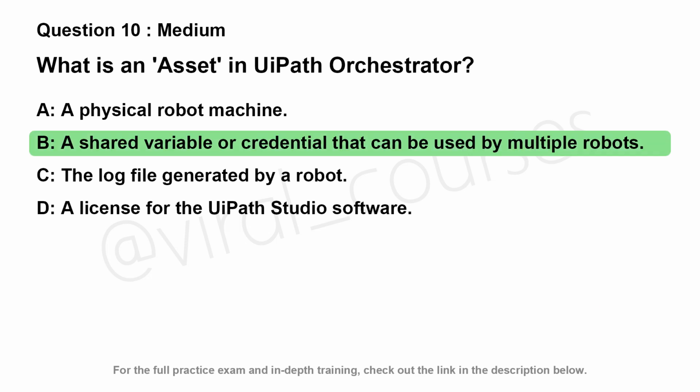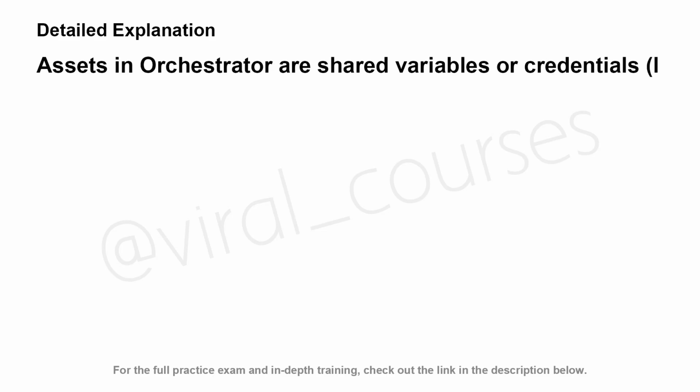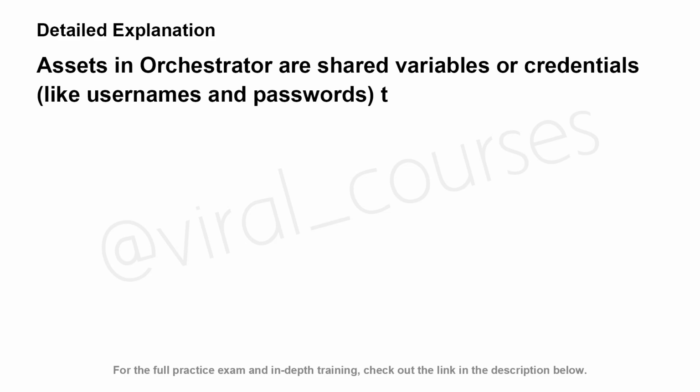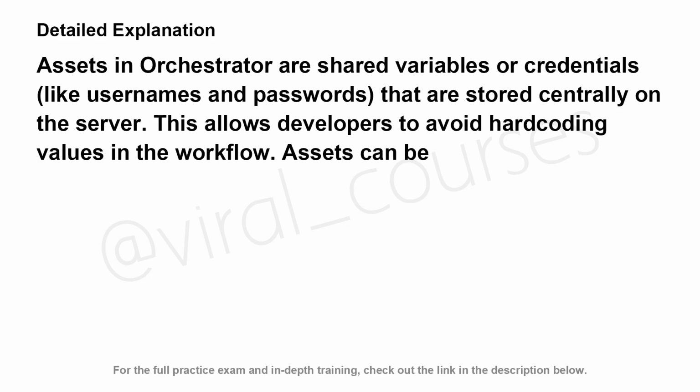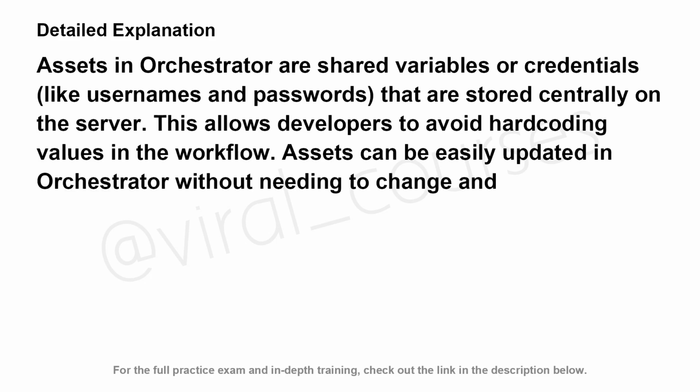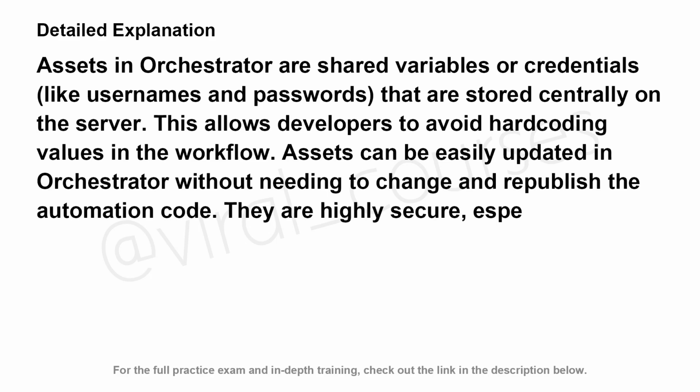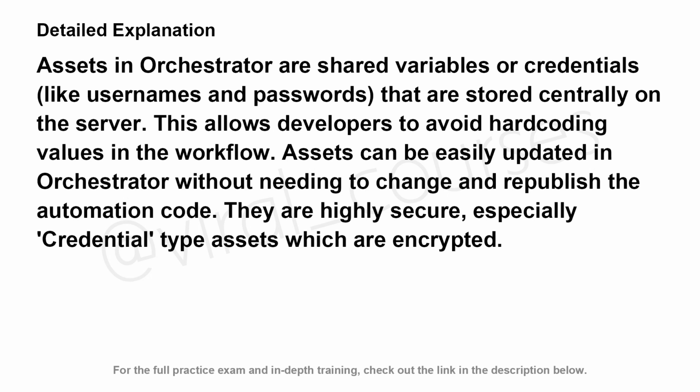The correct answer is B. Assets in Orchestrator are shared variables or credentials, like usernames and passwords, that are stored centrally on the server. This allows developers to avoid hard-coding values in the workflow. Assets can be easily updated in Orchestrator without needing to change and republish the automation code. They are highly secure, especially credential-type assets which are encrypted.